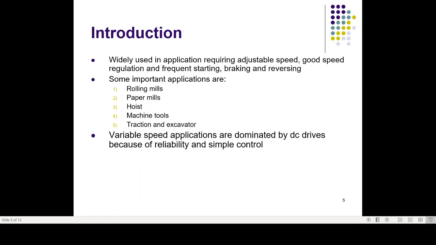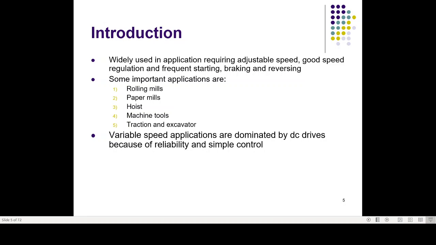DC drives are widely used in applications requiring adjustable speed, good speed regulation, and frequent starting, braking, and reversing. Some important applications are rolling mills, paper mills, mine winders, hoists, machine tools, traction, printing presses, textile mills, excavators, and cranes. And fractional horsepower DC motors are widely used as servo motors for positioning and tracking.